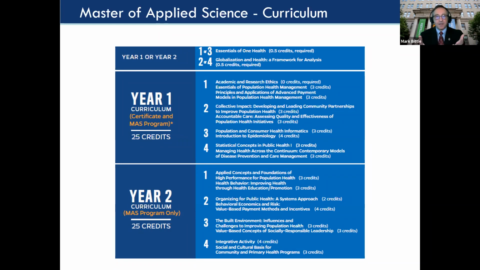Organizing for public health, again, a systems oriented thinking class. So how do we think systematically about our approaches? Again, it's looking at how we connect these multiple pieces in our communities to be effective, as opposed to having all these siloed efforts that are making limited impacts. Value-based payment methods. So this is a behavioral economics course. Again, thinking about how we use economics, how we use incentives to change behaviors, not just health behaviors, but lifestyle behaviors that impact health.